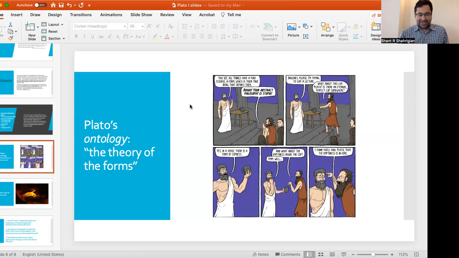So let me start with this term ontology. It's not something that Plato used to describe his own work, to the best of my knowledge. It's a label that's been applied to one of his most famous ideas. Ontology being the philosophical study of what really exists.